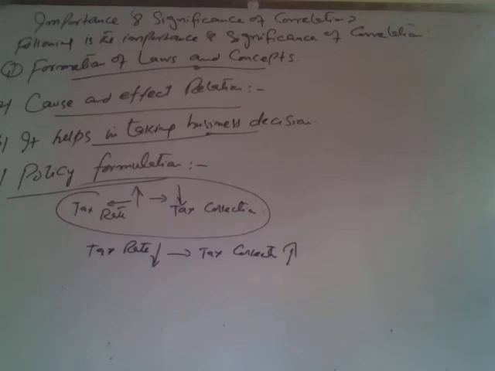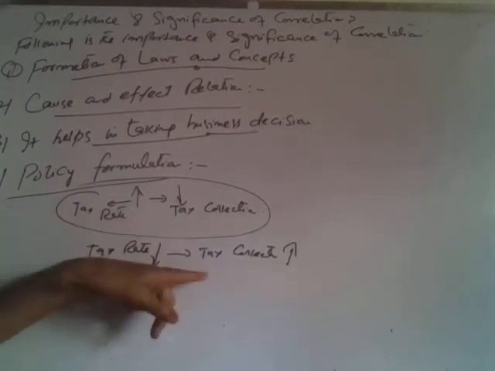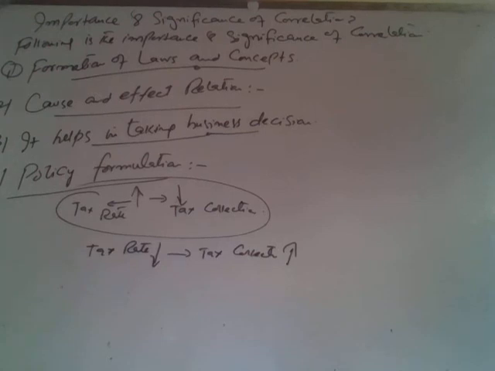If the government finds a negative correlation or negative relationship between the tax rate and the tax collection, it should pursue the policy of low tax rate, because low tax rate should lead to high tax collection. If there is negative relationship between tax rate and tax collection, government will reverse its policy, change its policy from high tax rate to low tax rate, which will give high tax revenue to the government. So these are some importances or significances of correlation.